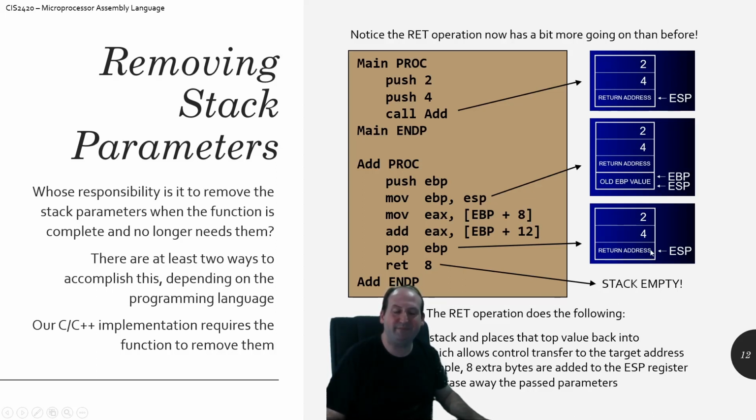But then the 8 means, okay, let me get rid of 8 extra bytes off the stack. What that means is 2 parameters got pushed in, they're 4 bytes each. That's 8 bytes that got put on the stack. This helps me unwind and get rid of the parameters. So I don't have to do pop EBP, and I don't have to pop into some random thing that I don't care about, and it helps me get rid of the things without having to worry about the overhead of where that information went.